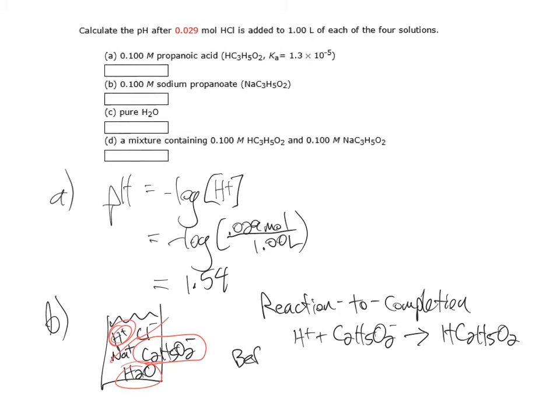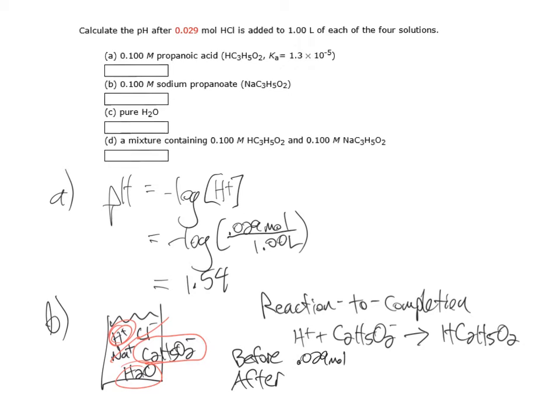And with reaction to completion tables, we're not tracking initial, change, and equilibrium. We're just tracking what happens before and after the reaction. And rather than working it out in units of molarity, we're going to work it out in units of moles. So if we check the problem carefully, we can see that they gave us 0.029 moles of the strong acid. So we'll note that in the before and after table, 0.029.